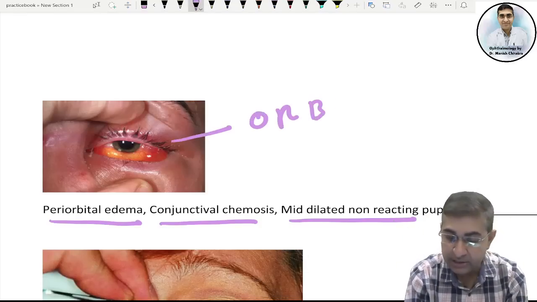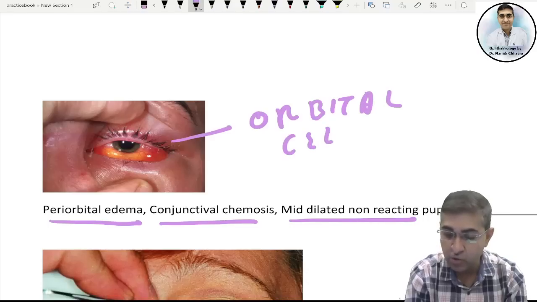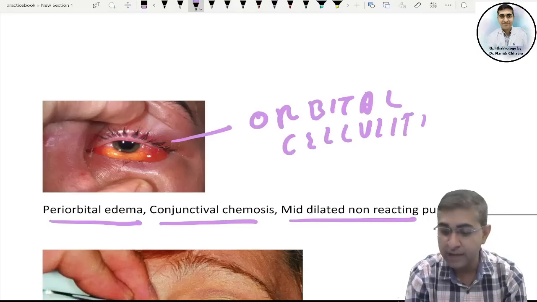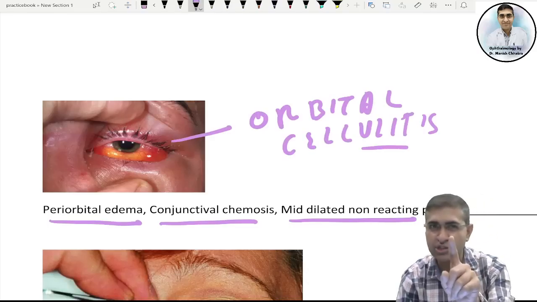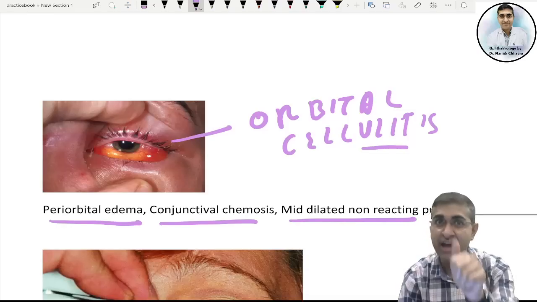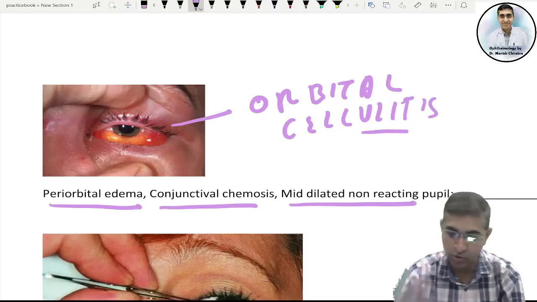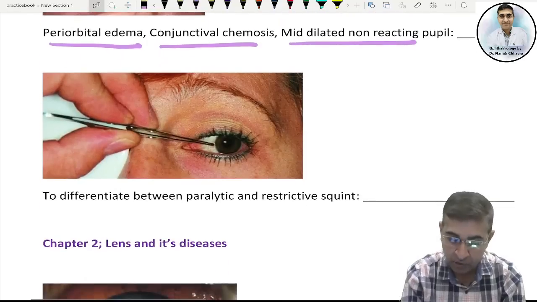Orbital cellulitis. Orbital cellulitis. Okay, can you tell me which is the most common organism associated with orbital cellulitis? It is Staph aureus. Which is the most common sinus associated with orbital cellulitis? Ethmoid sinus. Okay, two more MCQs down. Okay, now what is this?